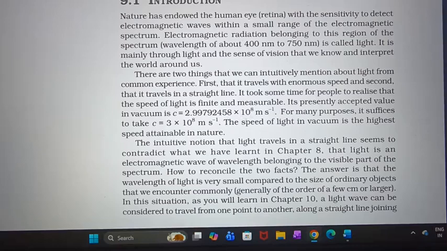2.99792458 into 10 power 8 meter per second. Obviously, we can't use such huge values for the calculation, so we rounded it off to 3 into 10 power 8 meter per second. And the speed of light in vacuum is the highest speed that can be achieved in nature.